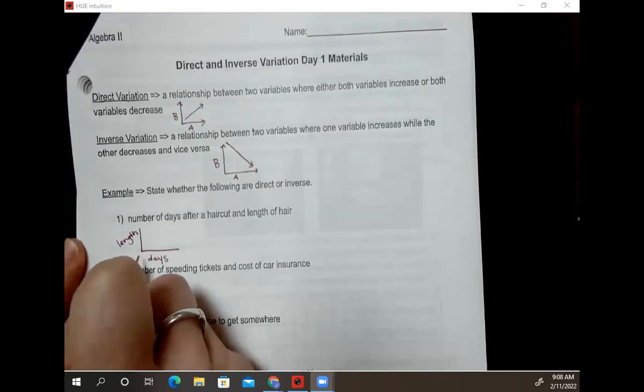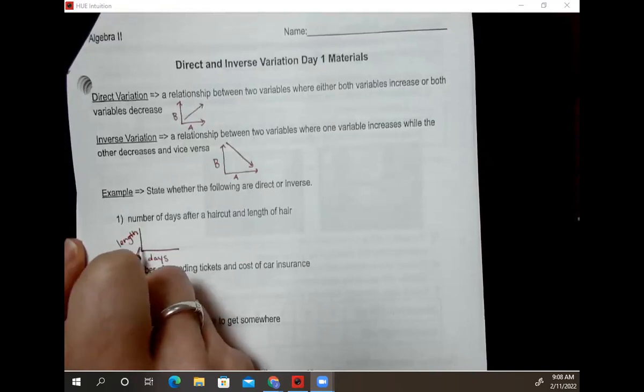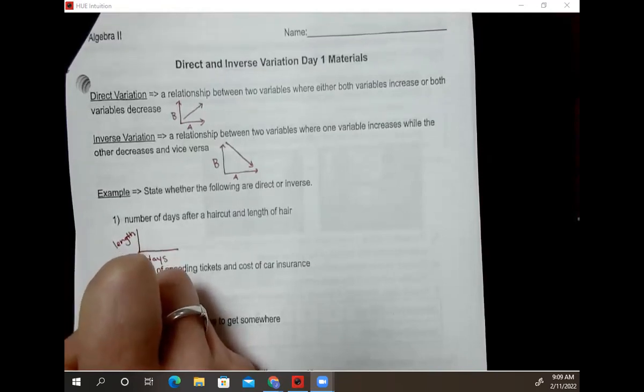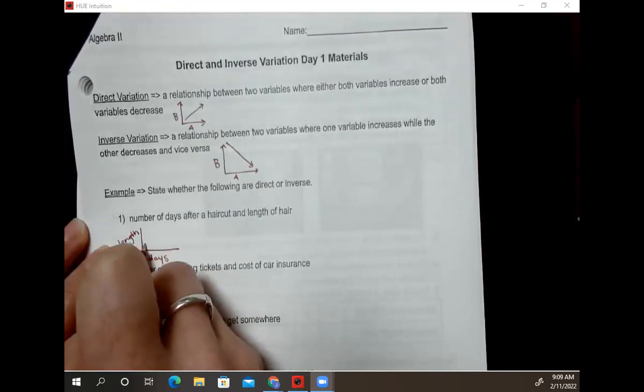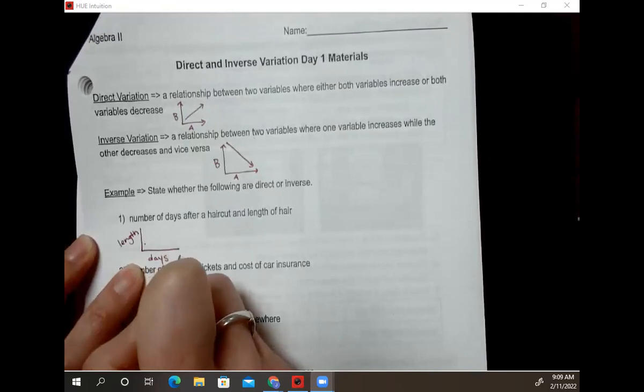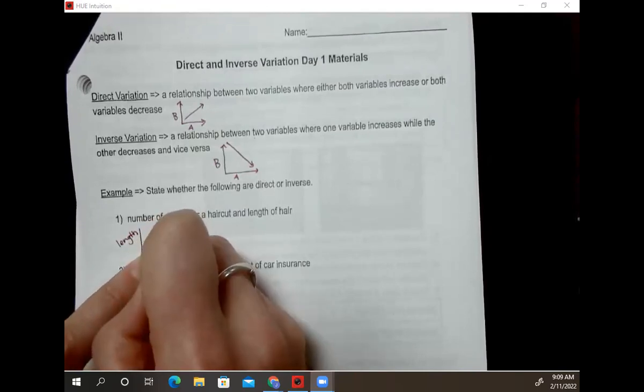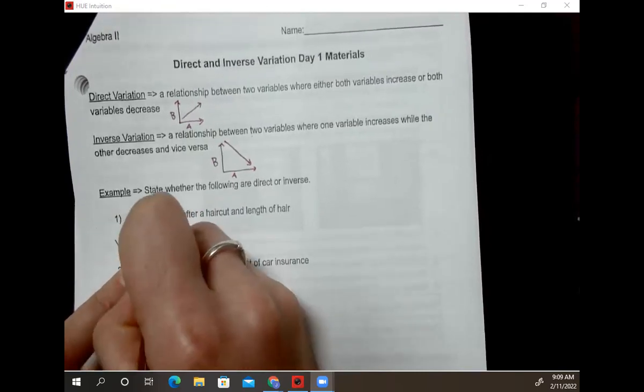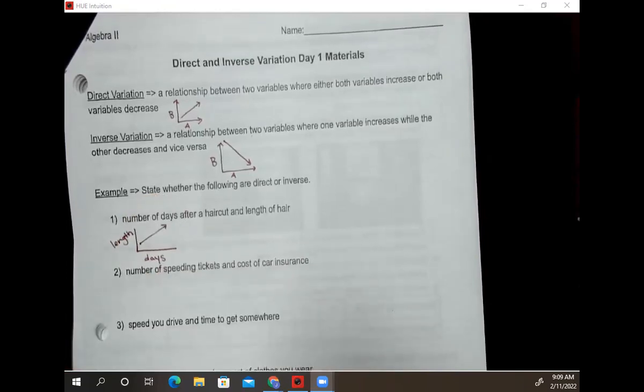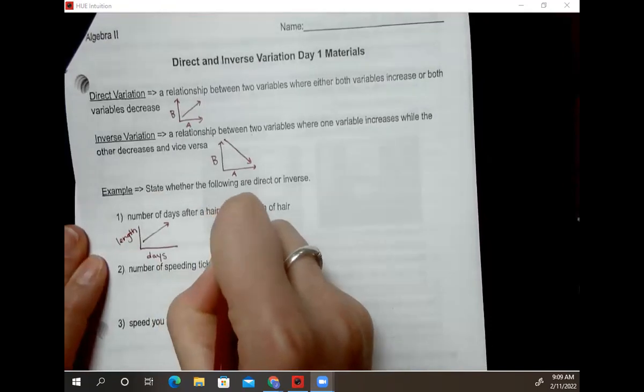Right after I get a haircut, would I expect my hair to be super long or shorter? Shorter, right? And that's all relative. If I got a haircut, it's shorter than it was before. I can still have long hair. What about as time goes on, as time passes? What happens to my hair? It gets longer. The more days it's been since I had a haircut, the more my hair has had an opportunity to grow. So I would get a relationship that looks something like this. If it's been a while since I had a haircut, it'll get a little shaggy. The hair gets longer. That is an example of direct variation.